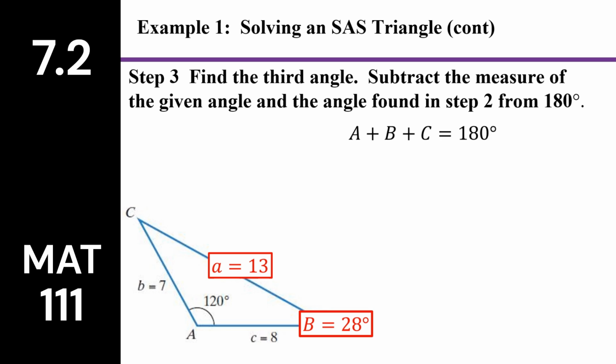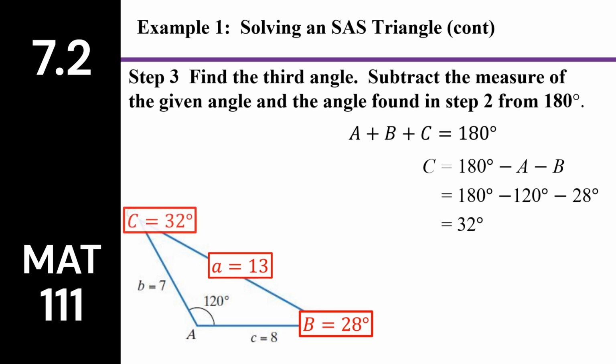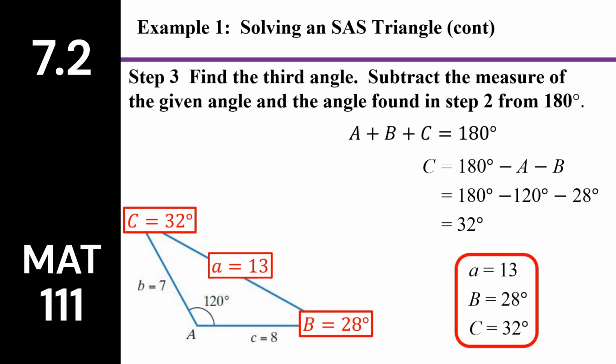To do that, we recall that all the angles add up to 180 degrees. So C equals 180 minus the two known angles, which gives us 32 degrees. We've solved this triangle because we found all the unknown sides and angles.